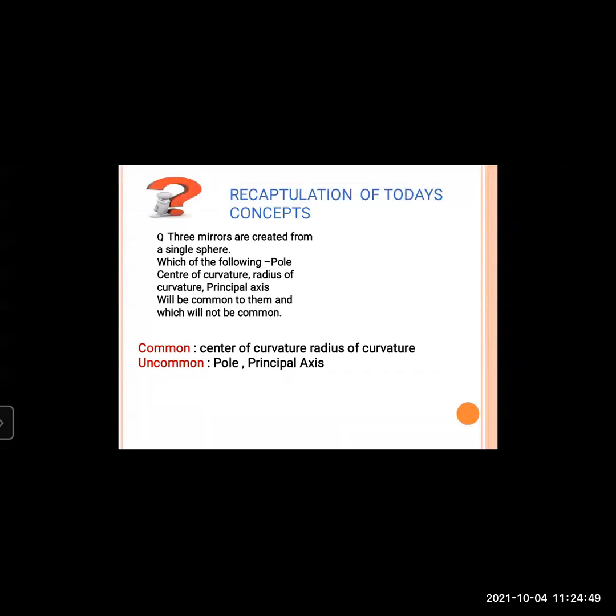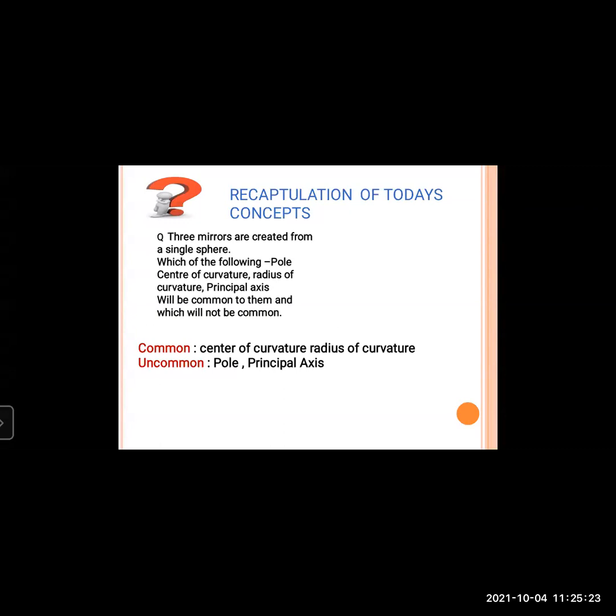3 mirrors are created from a single sphere. Which of the following, pole, center of curvature, radius of curvature, principal axis, will be common to them and which will not be common? Try to understand this question. If you have understood everything of this lesson, you will be able to understand what happens when 3 mirrors are created from a single sphere.